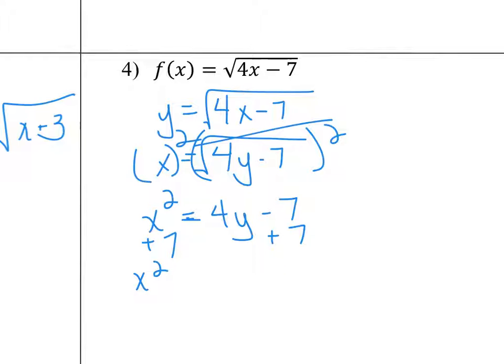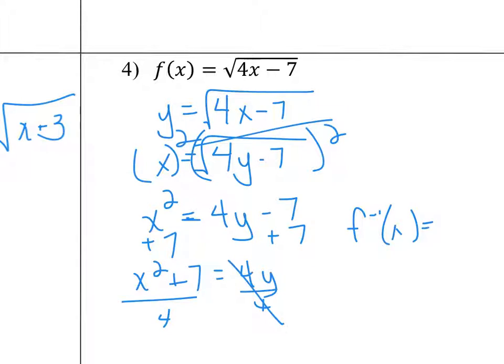But now it's x squared instead of just x. Divide both sides by 4. And f inverse of x, sorry, is equal to (x squared plus 7) over 4. Now remember all the different ways you can rewrite that guy also.